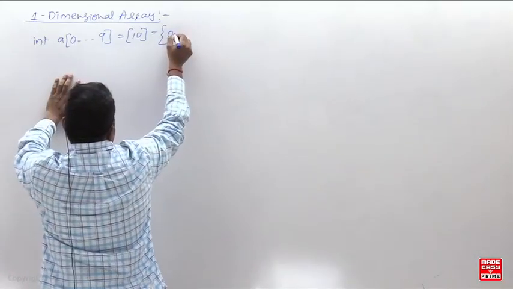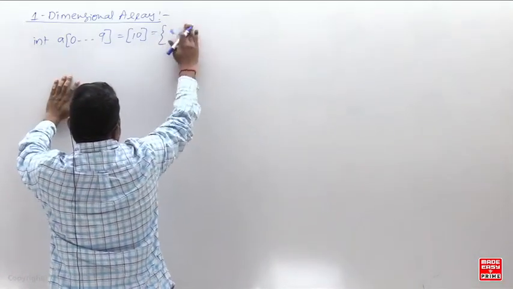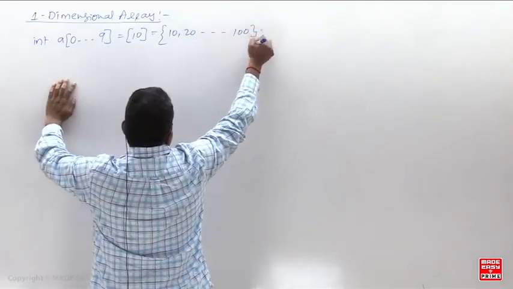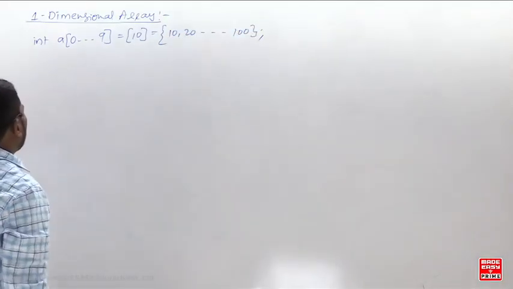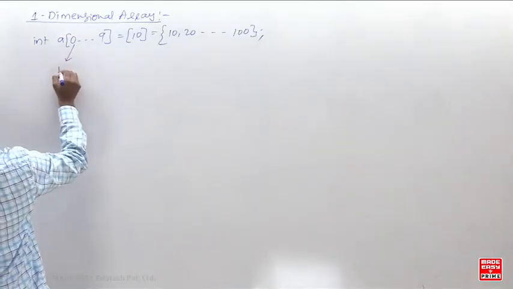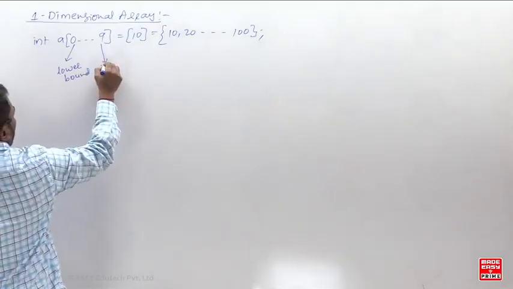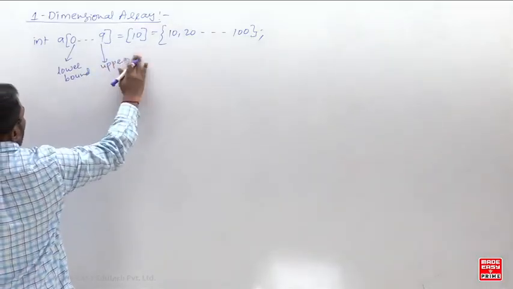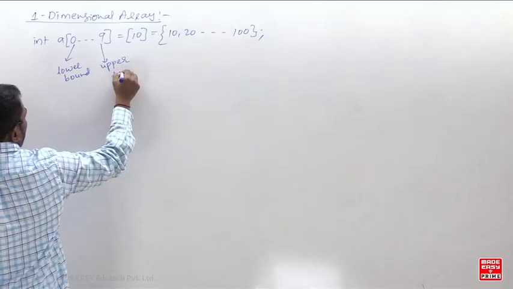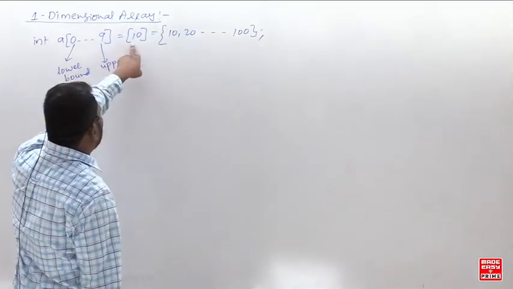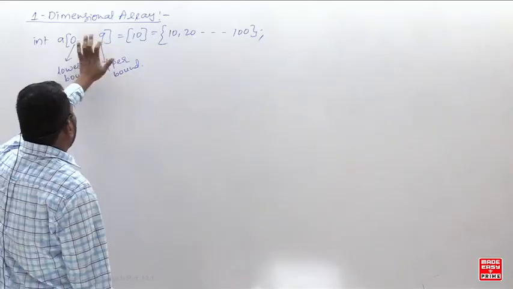Let's say you have the elements like this: 10, 20, up to 100. Now look here. This is called the lower bound. Copy it. This is called the upper bound. Array index always starts with 0. This is how you declare integer a of 10, but this is just for understanding purposes that I am writing.